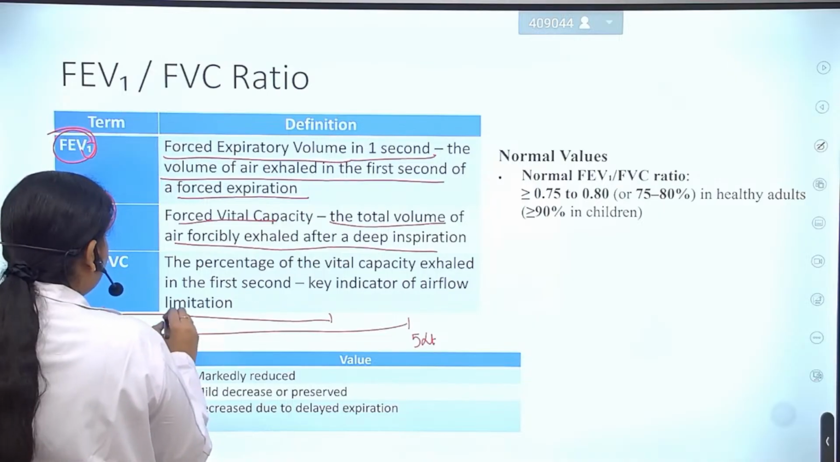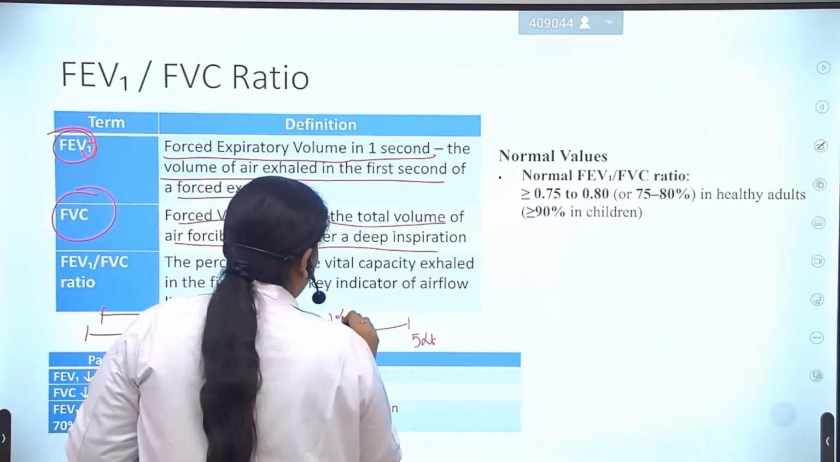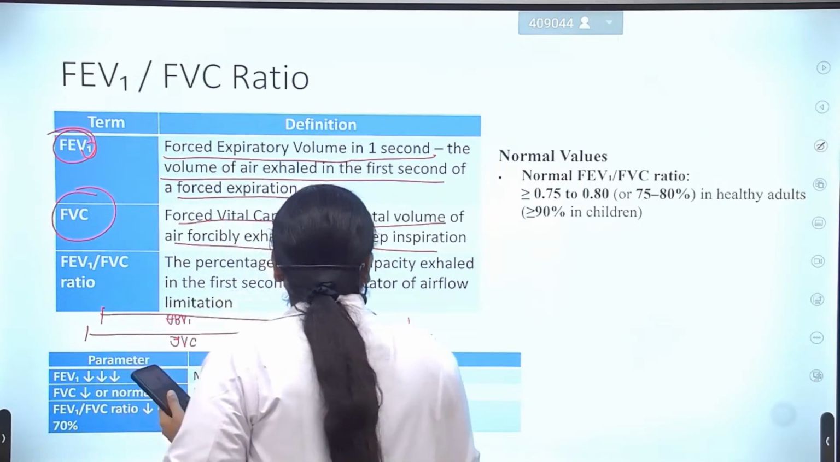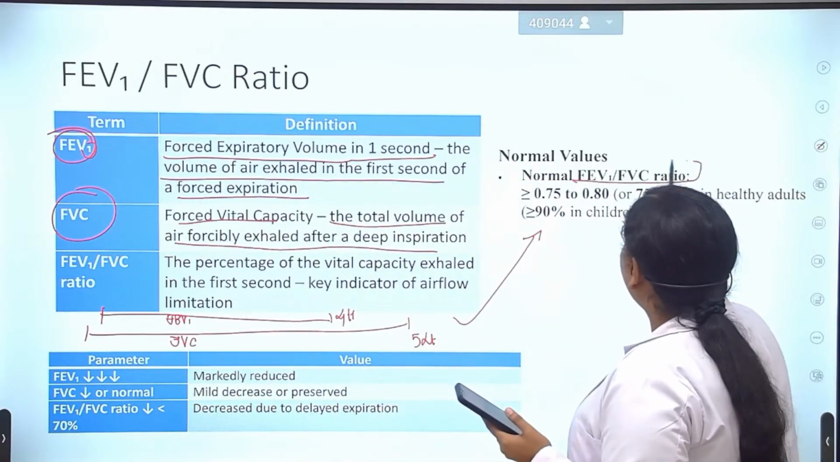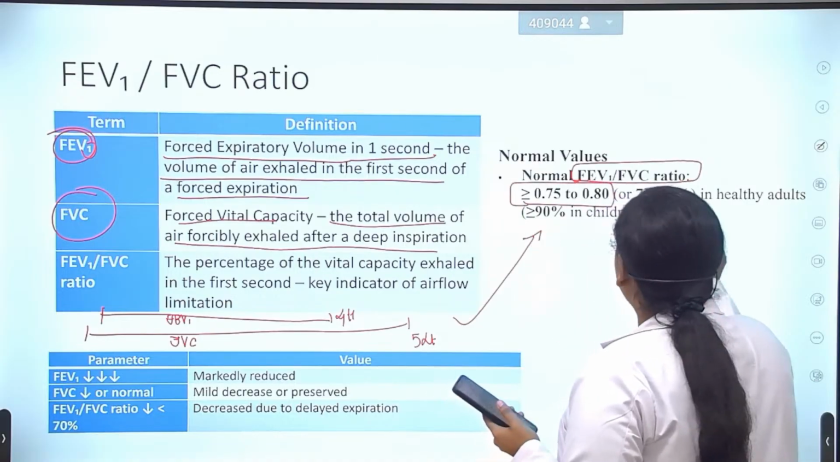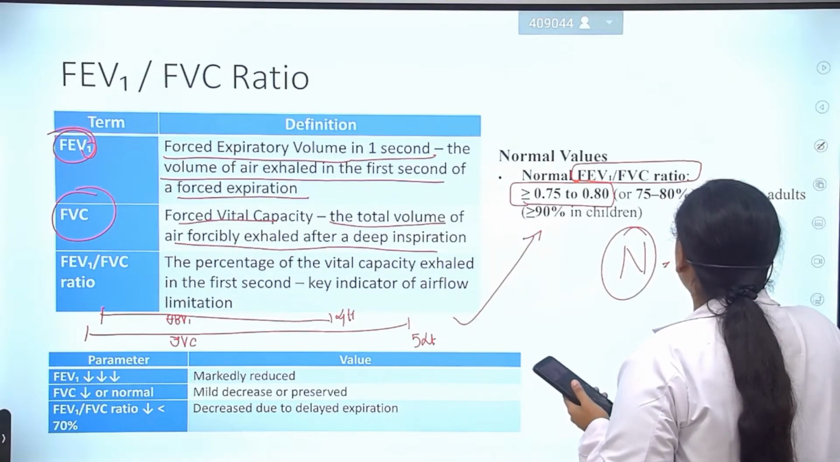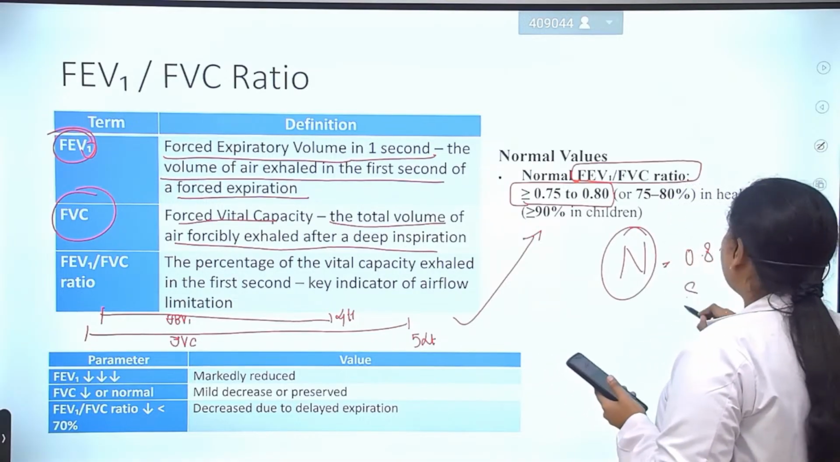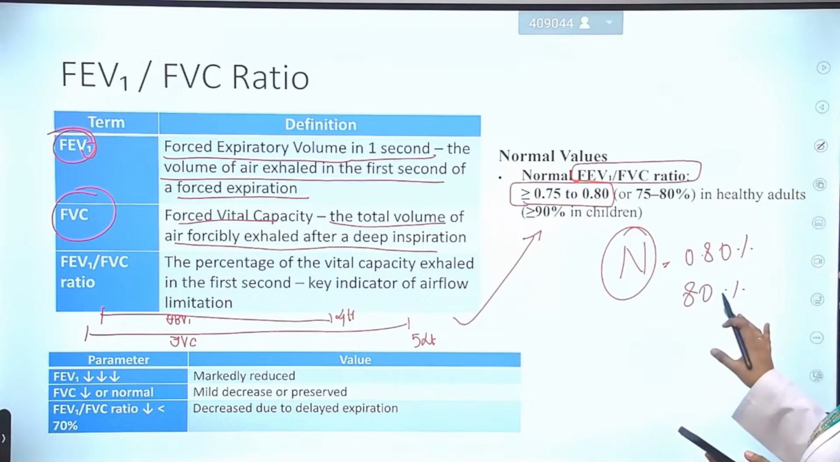So this FEV1 is 4 liters. Obviously the normal value of your FEV1 and FVC ratio is somewhere around 0.75 to 0.80, or, as a classical question, you have to write it is 80%. Okay, that is the normal FEV1/FVC ratio.